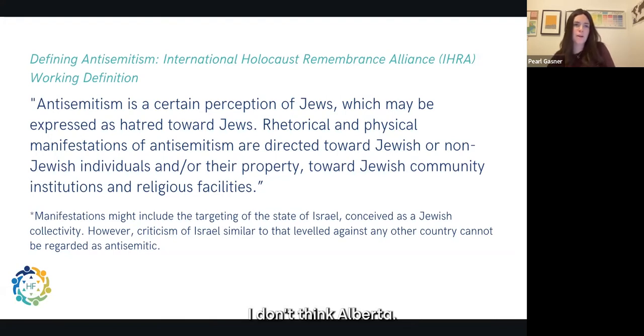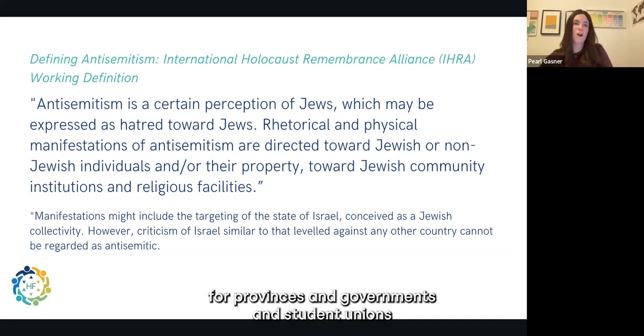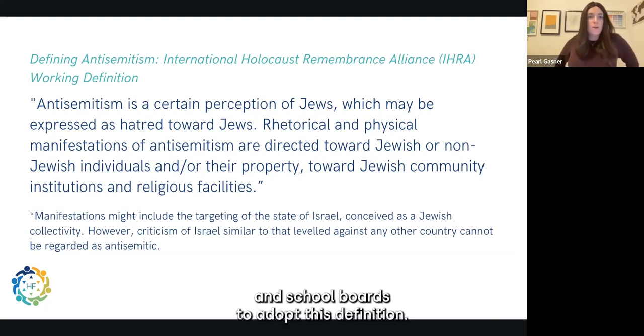I don't think Alberta has, so you can work on that. Once we go through it, we'll see why it's so beneficial for provinces and governments and student unions and school boards to adopt this definition.